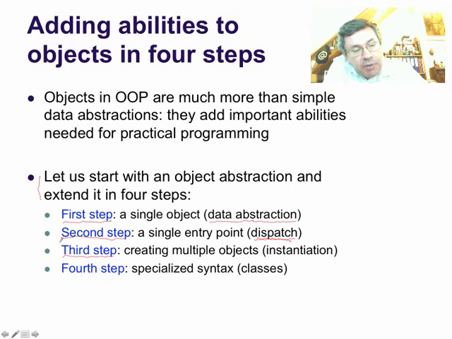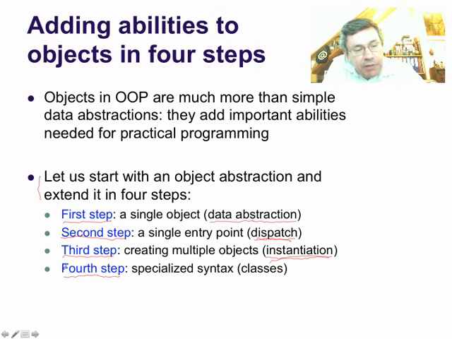The third step is we want to create multiple objects with the same methods but different states. For example, different counter objects. So to do this, we use instantiation. So the creation of the object is a function call that returns the object. So this is an example of higher order programming that we saw before.